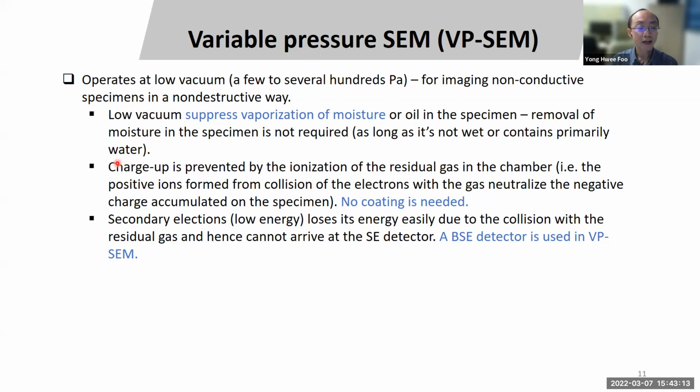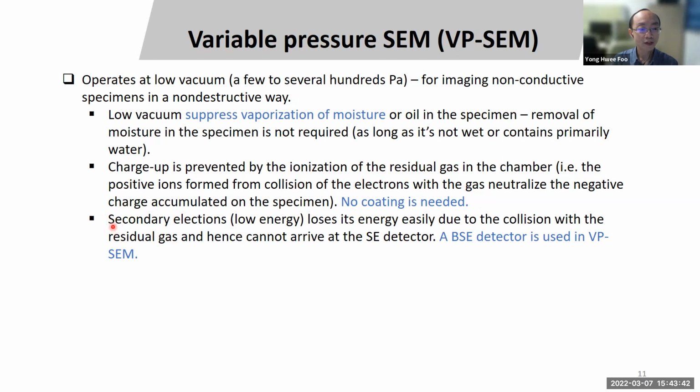Right? And the charge build-up, or the charge-up phenomenon, is prevented by the ionization of the residual gas in the chamber, which means that during the collision of the electron beam with the gas, it generates positive ions. Those positive ions neutralize the negative charge accumulated on the specimen. Therefore, no metal coating is required.